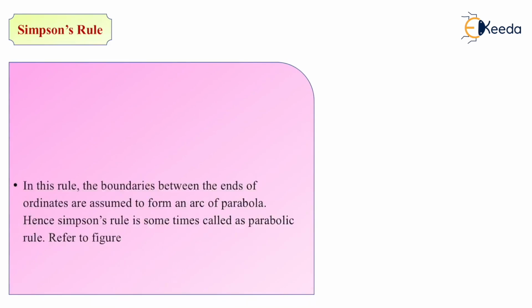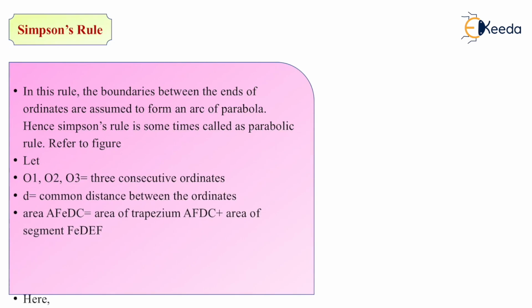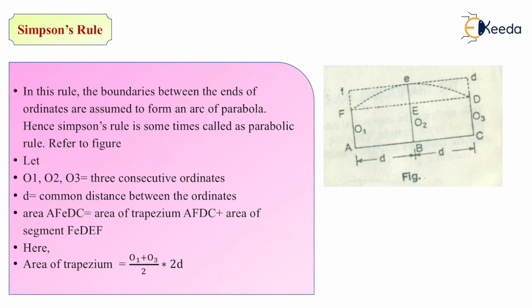And the last formula is Simpson's rule. In this rule, the boundaries between the ends of the ordinates are assumed to form an arc of a parabola. In trapezoidal, we assume it as a straight line, whereas in Simpson's rule, we assume it as a parabola. Hence, Simpson's rule is sometimes also called the parabolic rule. The figure is the same, which is useful over here. As you can see, we have used it as a parabola, not as a straight line.